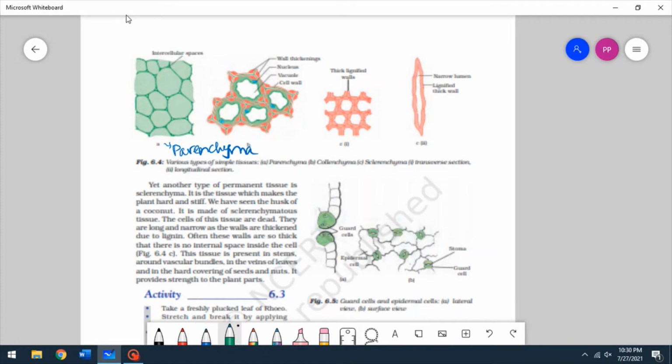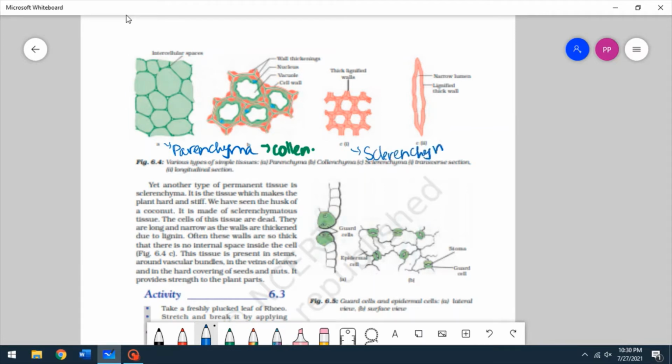And then this is Chlorenchyma. I'm just gonna put a dot, Chlorenchyma. The second one is Sclerenchyma. So that's what we're going to talk about now. It doesn't have an H.